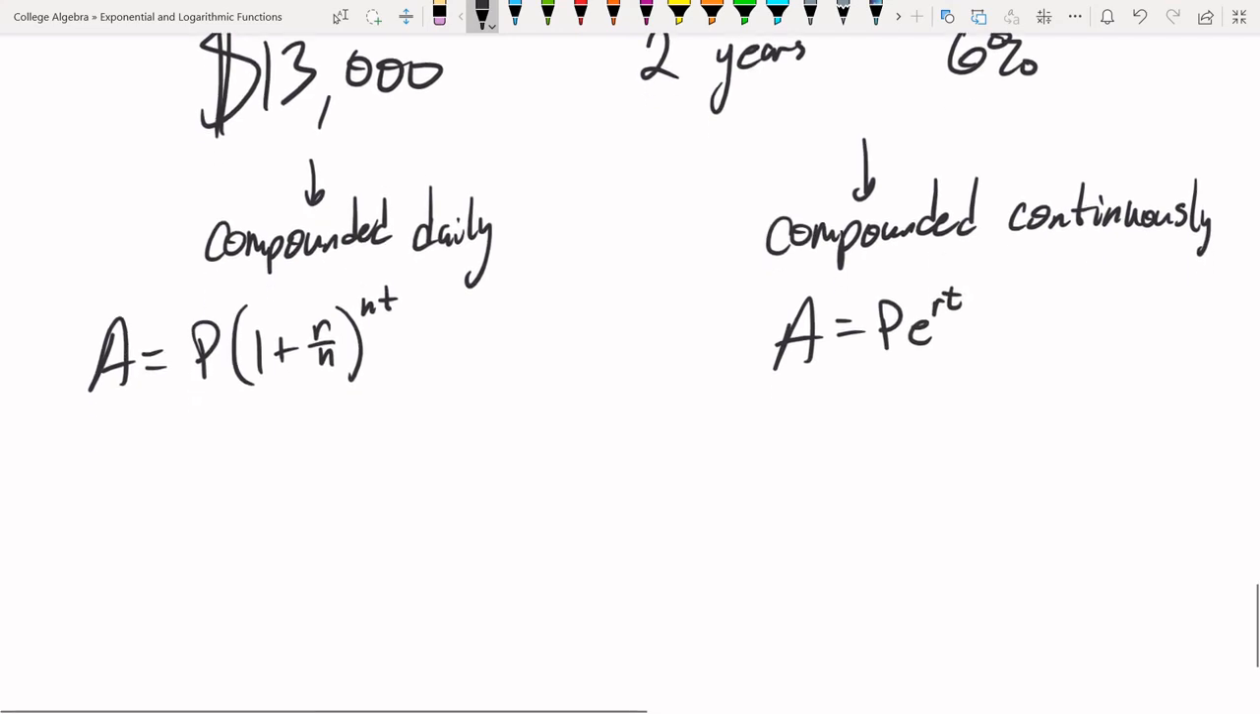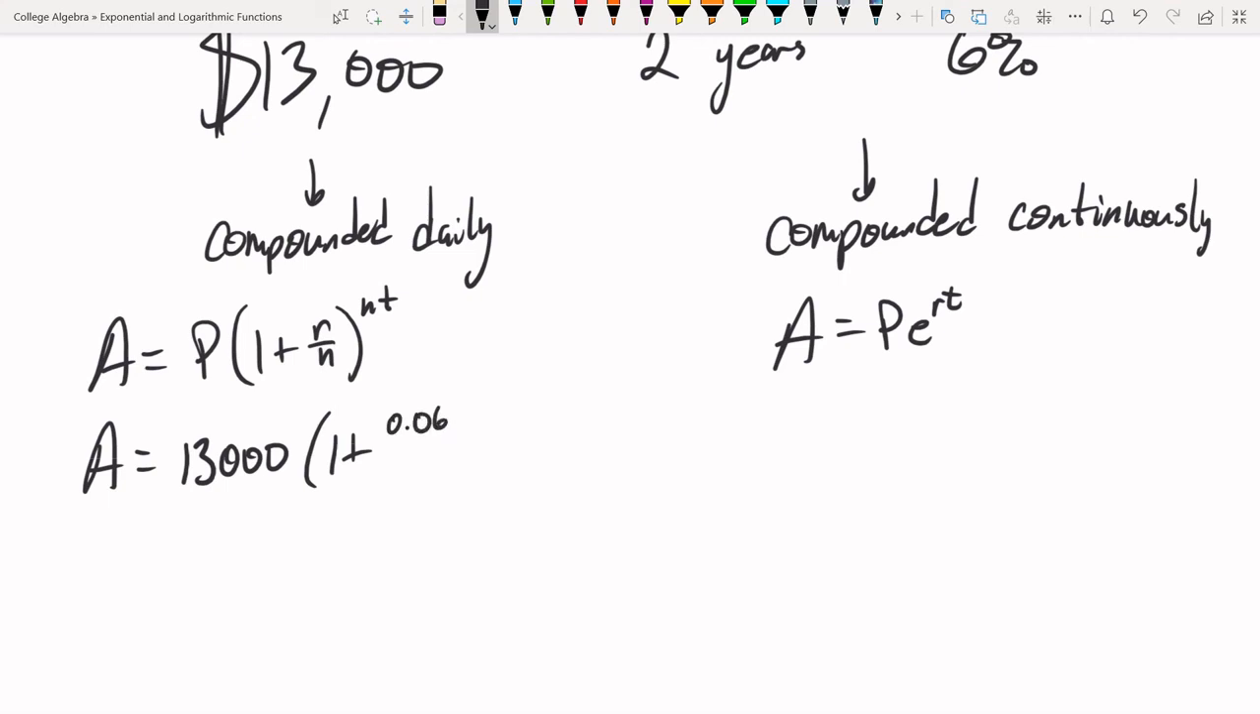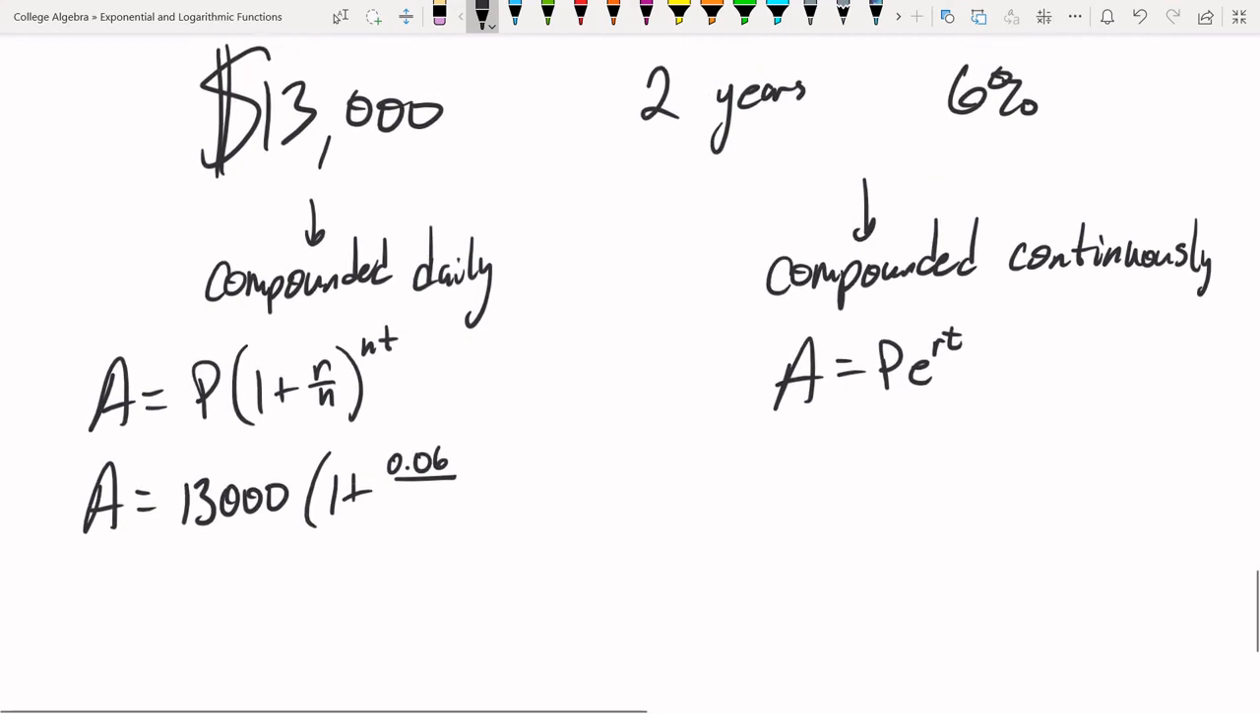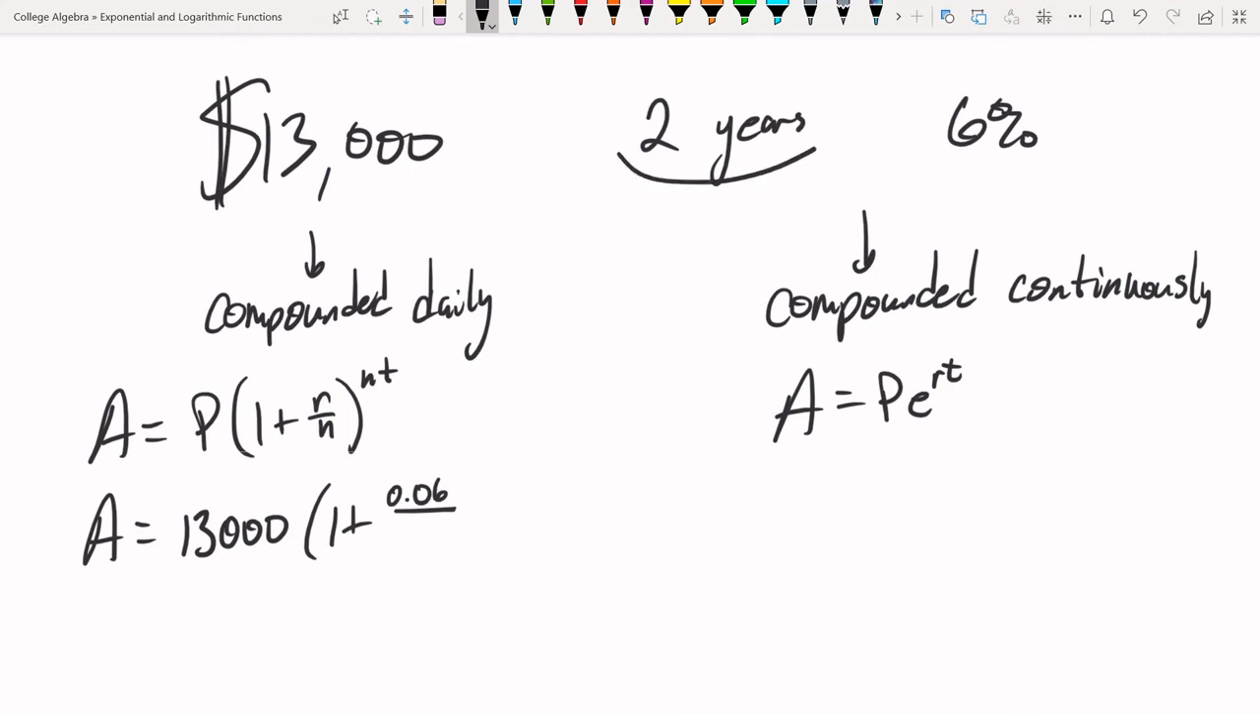Okay, so our starting principal, that's what the P stands for, it stands for principal, is our starting amount, which is 13,000. And the rate is 6%, so you use that as a decimal. And compounding daily, how many times per year is that, since we're talking about years here, right? We're talking about 2 years.